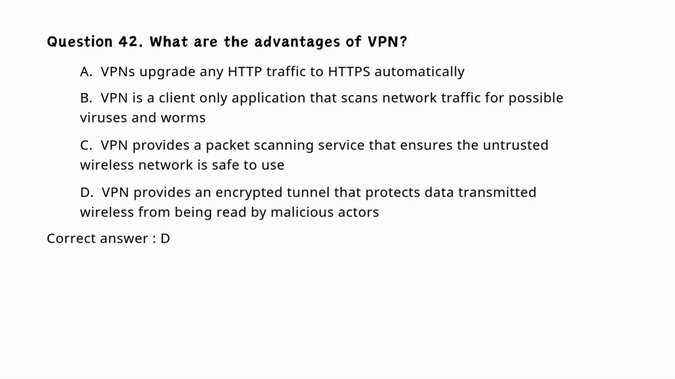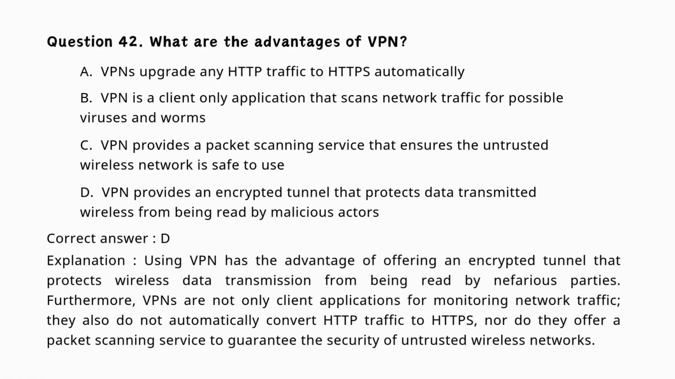Correct answer D. Using VPN has the advantage of offering an encrypted tunnel that protects wireless data transmission from being read by nefarious parties. Furthermore, VPNs are not only client applications for monitoring network traffic, they also do not automatically convert HTTP traffic to HTTPS, nor do they offer a packet scanning service to guarantee the security of untrusted wireless networks.